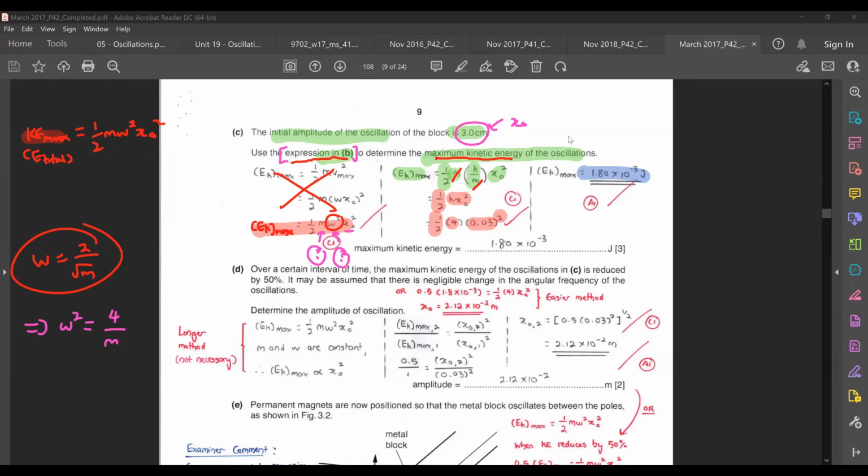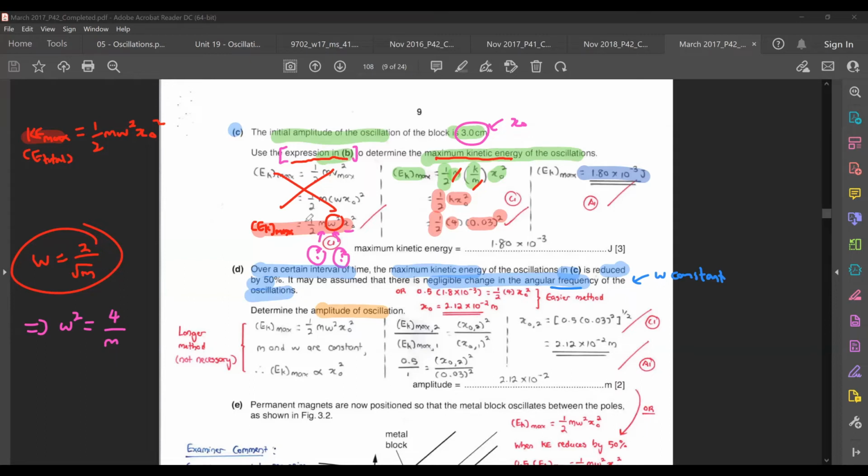Now for part D, over a certain interval of time, the maximum Ke of the oscillations in C, which is the one here, has been reduced by 50%. It may be assumed that there is negligible change in the angular frequency of the oscillations. So this statement alone already told you that omega is constant. Now, after your object has lost 50% of its kinetic energy, find out the new amplitude of this oscillation.